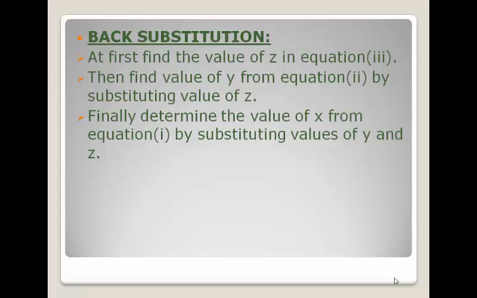Now let us move on to our next major step, that is back substitution. I have previously said that in case of back substitution, we should proceed from equation 3 to equation 1. At first we find out the value of z in equation 3 by eliminating the x and y terms. Then in equation 2 we eliminate the x term, place the value of z from equation 3, and find the value of y, and finally we determine the value of x from equation 1 by substituting the values of y and z which we found out in our previous two steps.